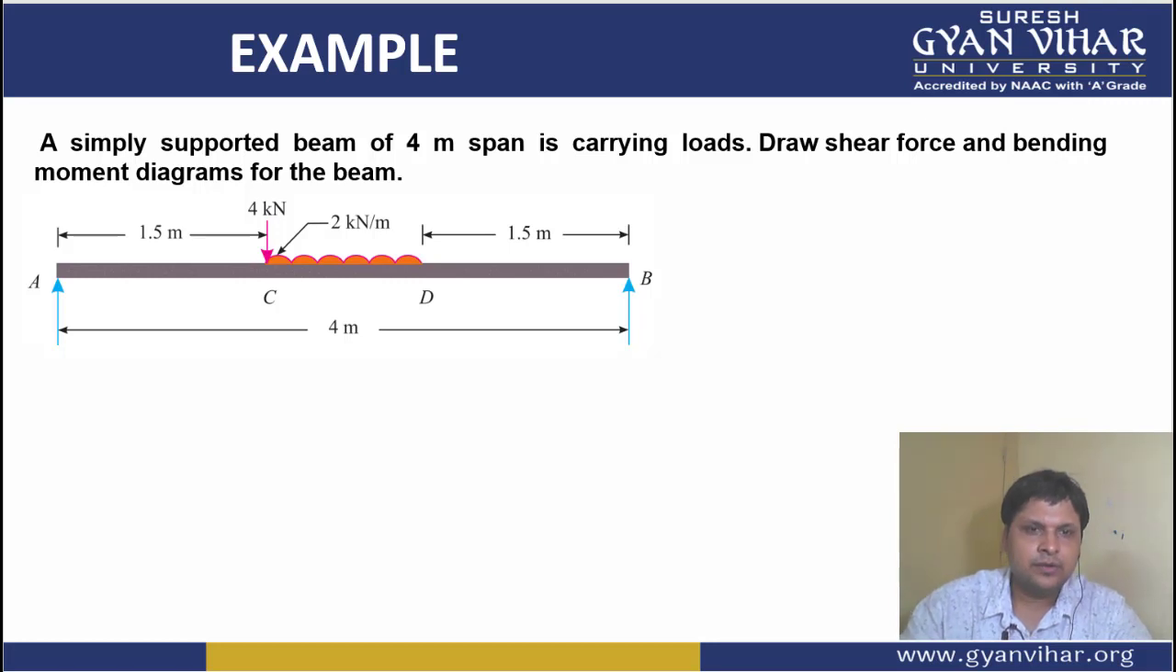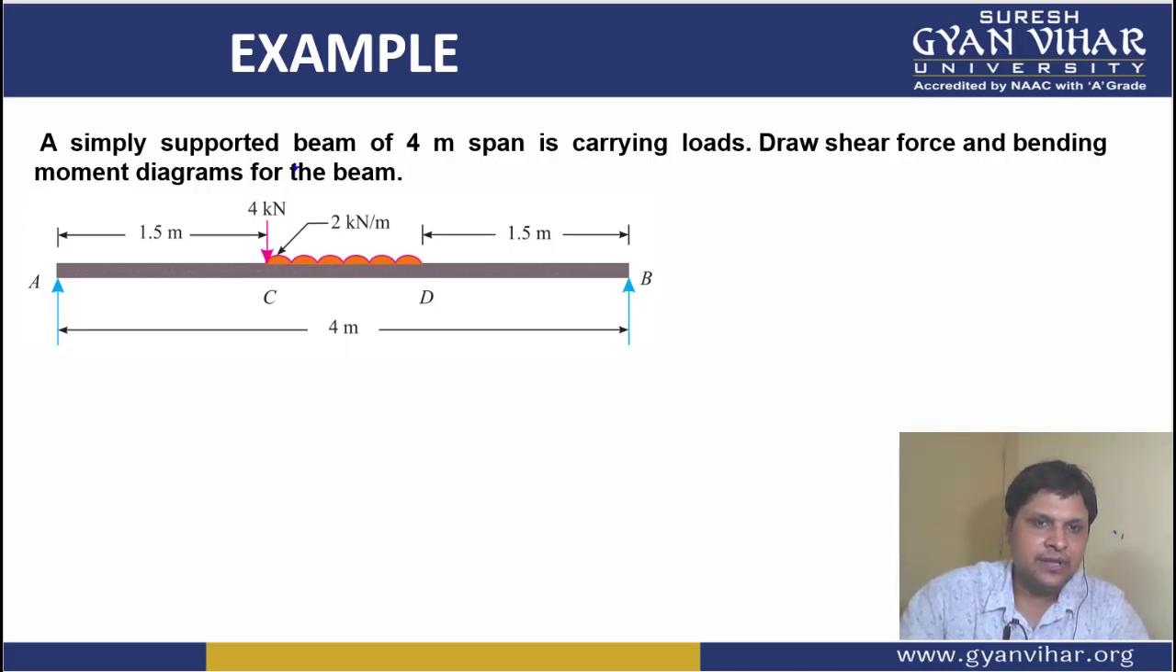Now coming to the example, this is an example in which both the UDL as well as the point load are acting on the beam, as you can see. As I have told you everything regarding how the shear force and bending moment are drawn, here let's solve this question.